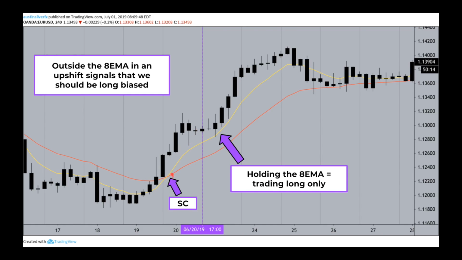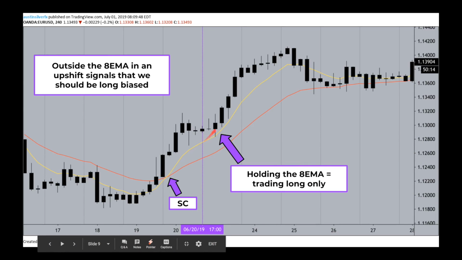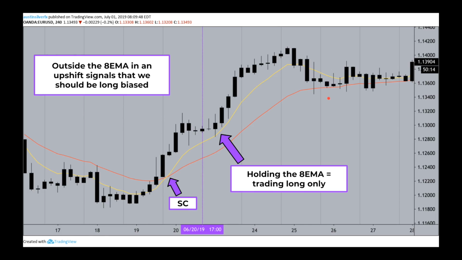You see we had a shift candle right here, which put us into an upshift. So after that upshift, and as we hold the 8, it doesn't matter how many days it is, you want to continue to be long biased until it reclaims the 8 and tells you that it's either in consolidation, as it did here, or that it's going to continue to the downside and break that uptrend. But notice how none of these bars break the 8 EMA, and the trend doesn't end until it does so.